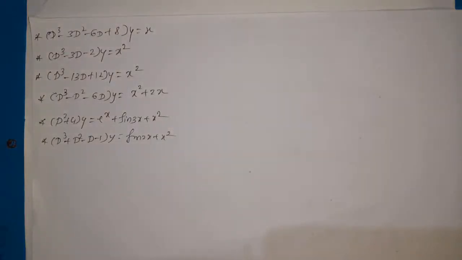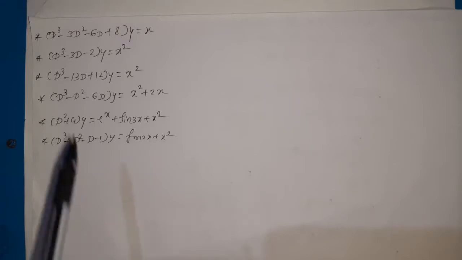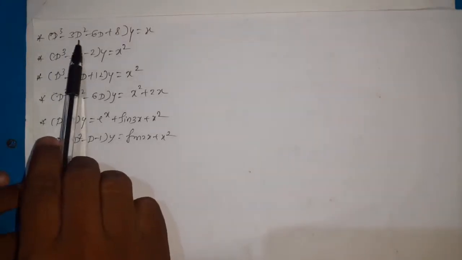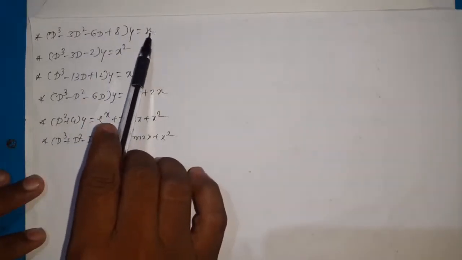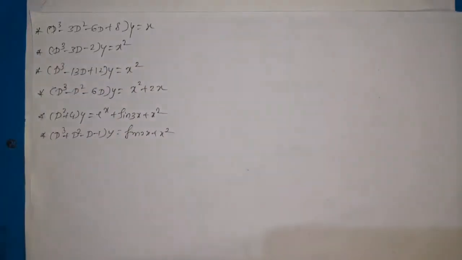Here are the assignment questions for you on the third type of finding the particular integral. There are a total of 6 problems. Solve these 6 problems as early as possible and upload them in Google Classroom. The first example is (D³ − 3D² − 6D + 8) y = x. The highest power of x is 1, so after expansion we can consider only D, because D² and D³ terms will be equal to 0.